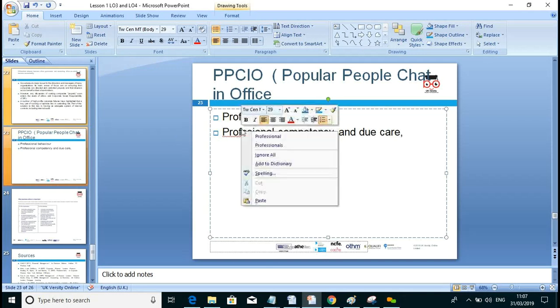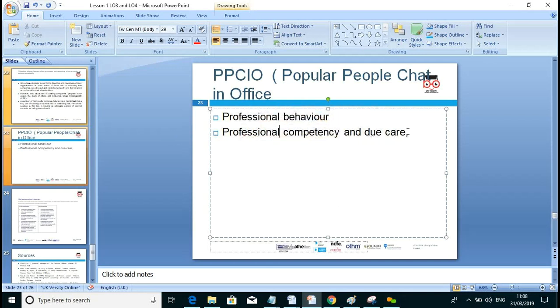Due care means up-to-date knowledge, because with skills, if you're an accountant, you need to keep up to date with your tax rates and legislation. Next, C stands for confidentiality. We need to keep client information confidential. Next, I stands for integrity. Integrity means honesty. We always need to be honest. Next, O stands for objectivity.